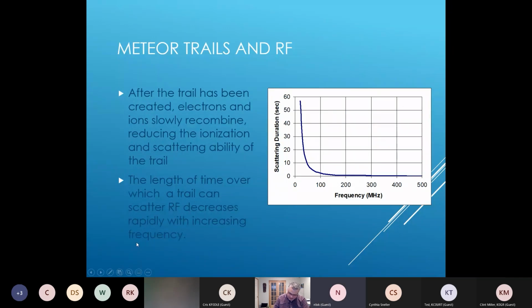Another issue is that the electrons generated in the meteor trail recombine, and that affects the scattering ability. We see the same thing here with frequency, in that it's best at 6 meters and then drops off really quickly.